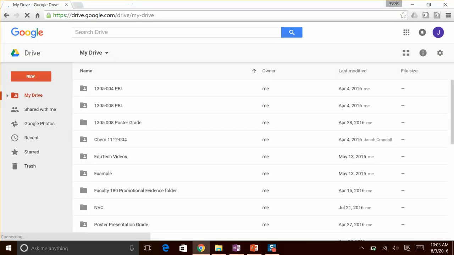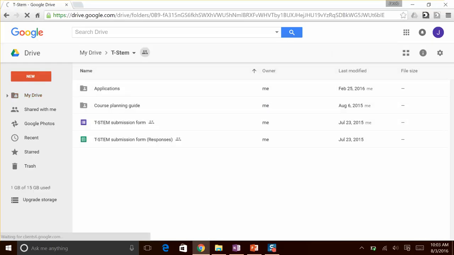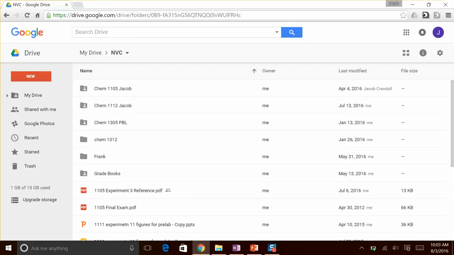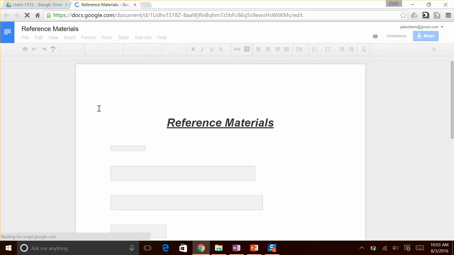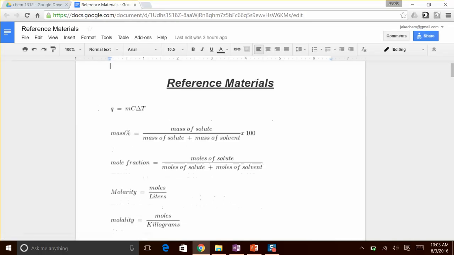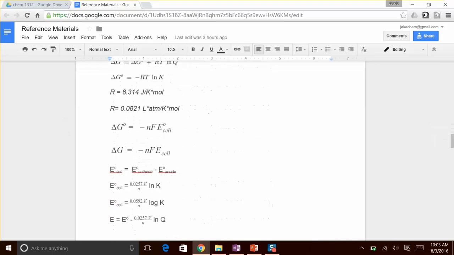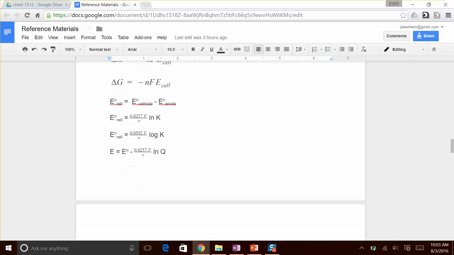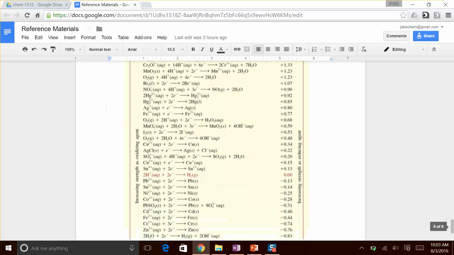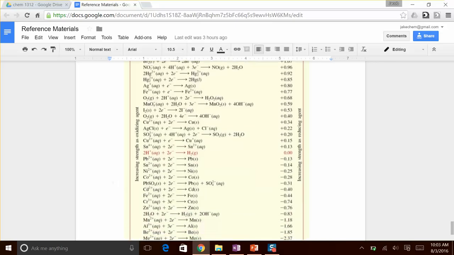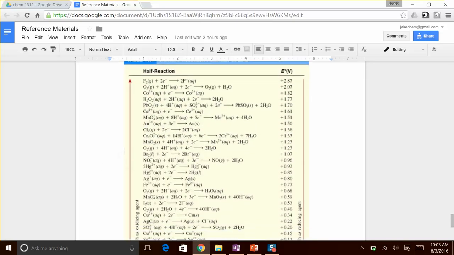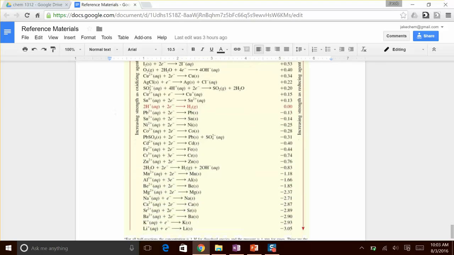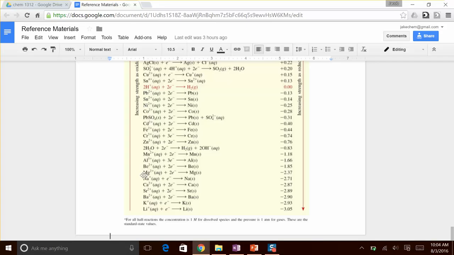Okay, so let's go ahead and let's see, let me try this again. Okay, so this will be your reference material on your test. This is where I have all those equations. So this is one we're going to be using: cathode minus the anode, plus minus negative. So whatever is more positive minus the more negative thing on the chart. So we want to find magnesium to magnesium 2 plus.